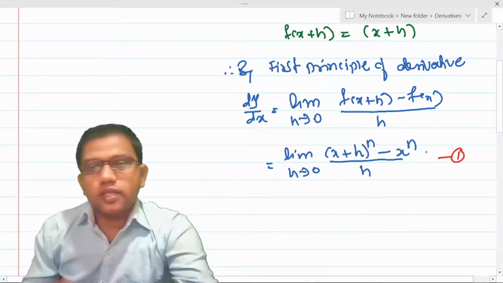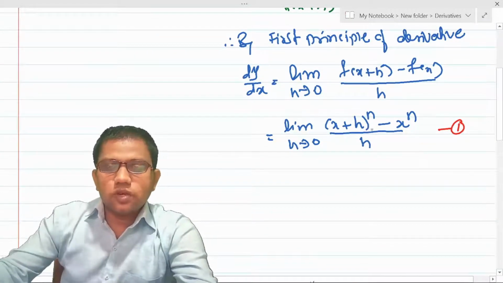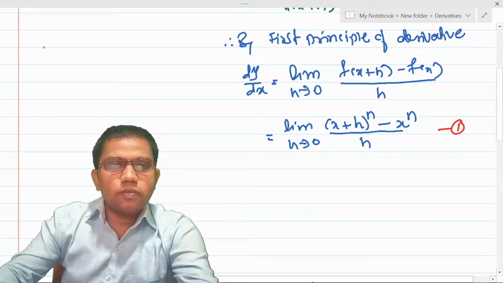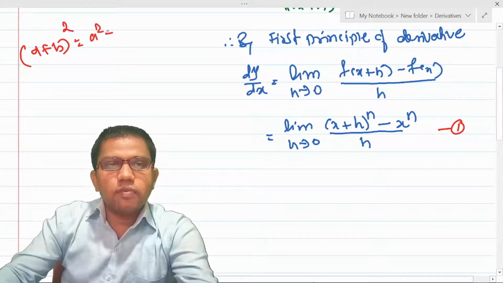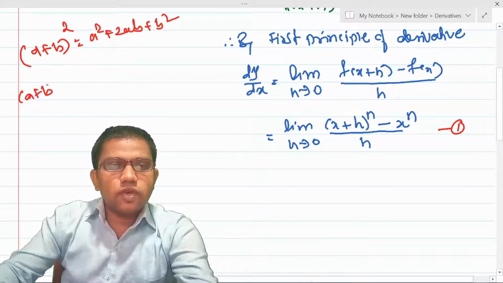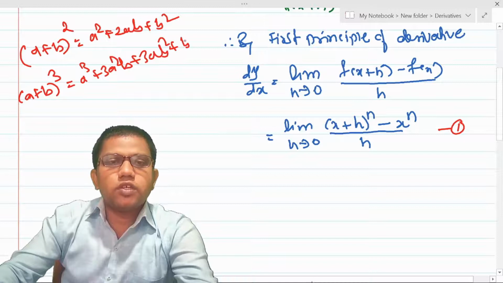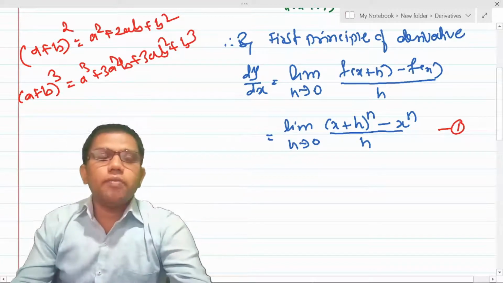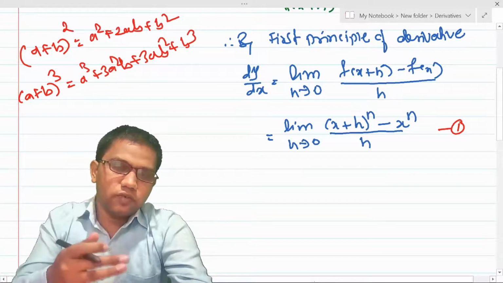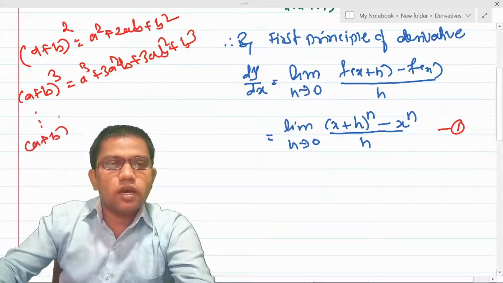We have to expand this. We know the binomial expansion here. We know the expansion of (a plus b) whole square. What is the expansion of (a plus b) whole square? This is a square plus twice ab plus b square. Everybody knows this. What is the expansion of (a plus b) whole cube? This is a cube plus 3a square b plus 3ab square plus b cube. Am I right? But what about a plus b raised to 4? What about a plus b raised to 5? What about a plus b raised to n? In general, what is a plus b raised to n?